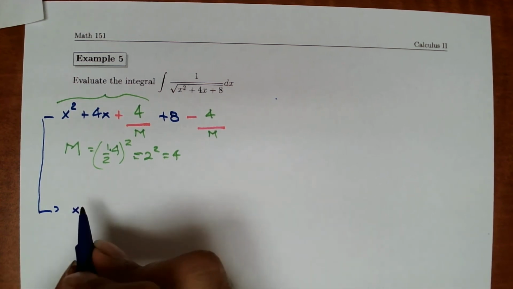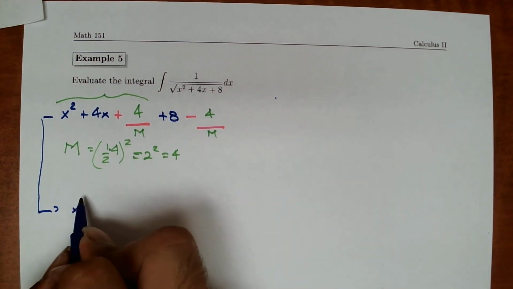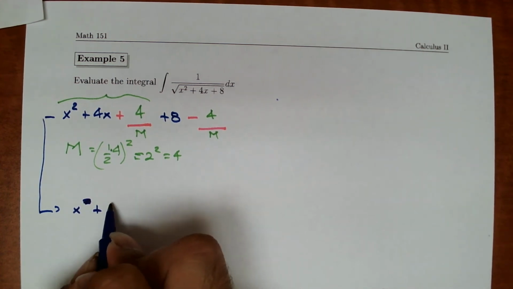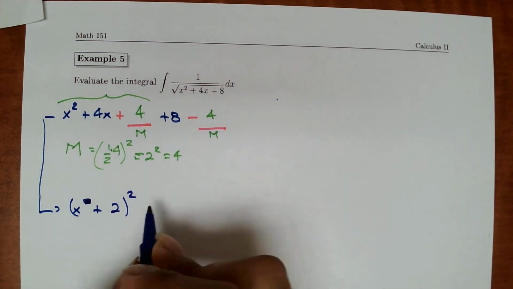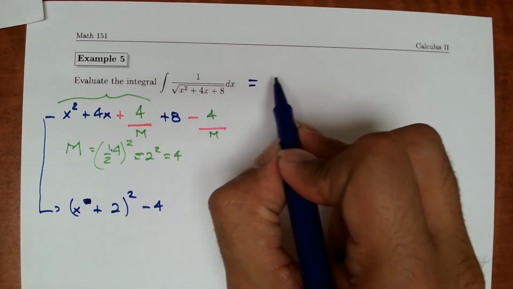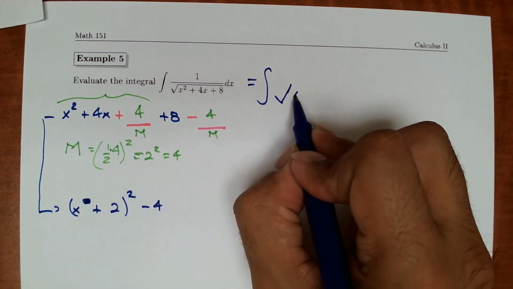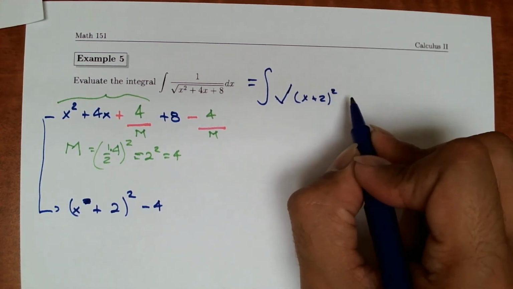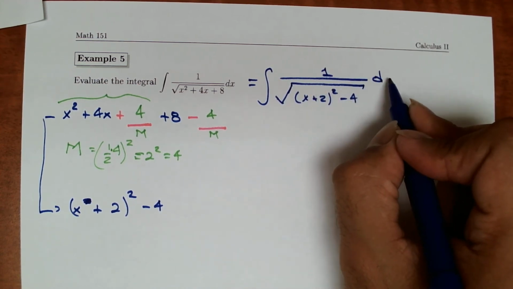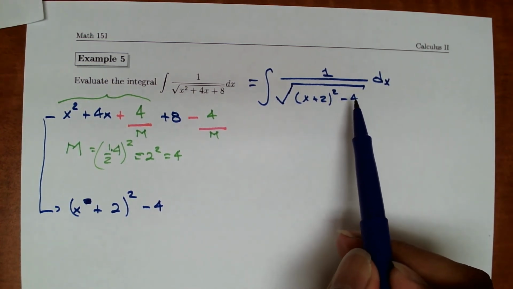X plus, well, actually I had a different number, but never mind. I'm just gonna leave it like this. It's just x plus 2 quantity squared, and 8 minus 4, which is 4. So in the end, we're gonna have the integral of the square root in the denominator of the quantity x plus 2 squared minus 4, 1 dx. And if you look at the form, this is u squared minus 4.